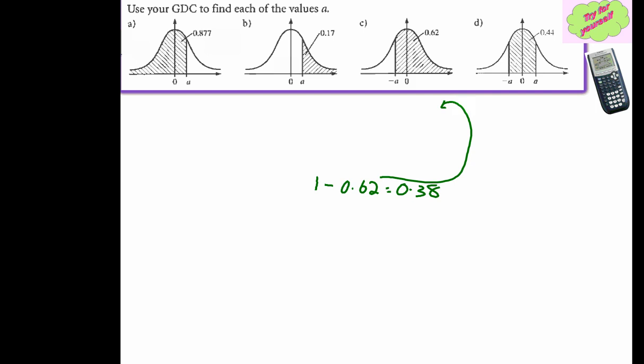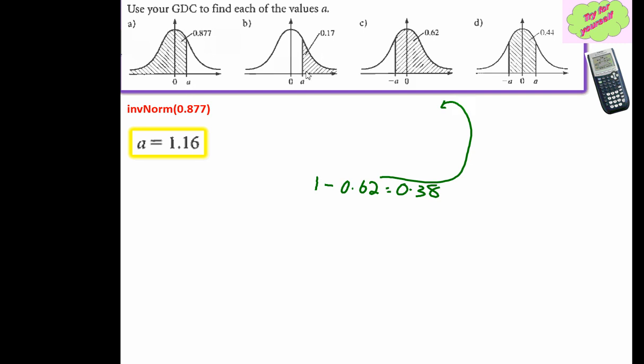Go second vars, inverse norm. So you don't need to write this step, but I'm just reminding you that you're using second vars, inverse norm. And you'd put in 0.877 as the area. And the mean is still 0, and the standard deviation is still 1, because it's a standard curve. We should hopefully get 1.16, which makes sense.